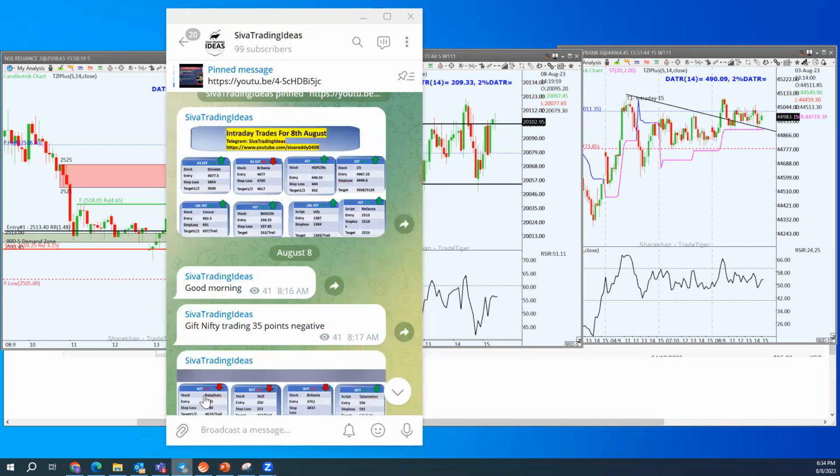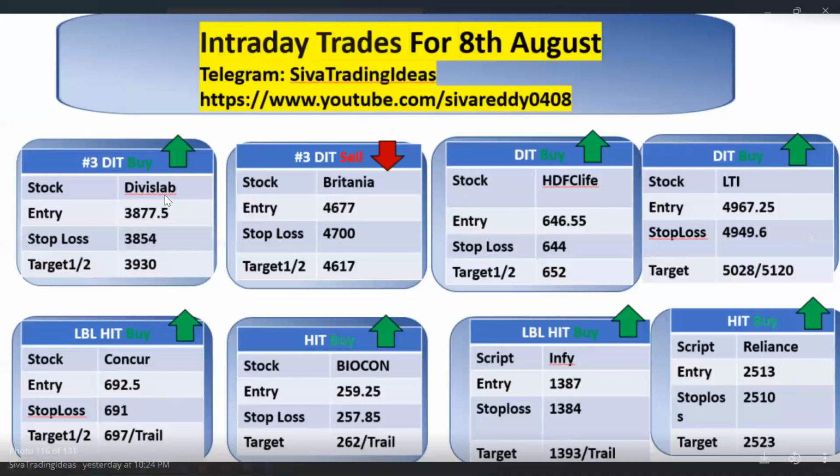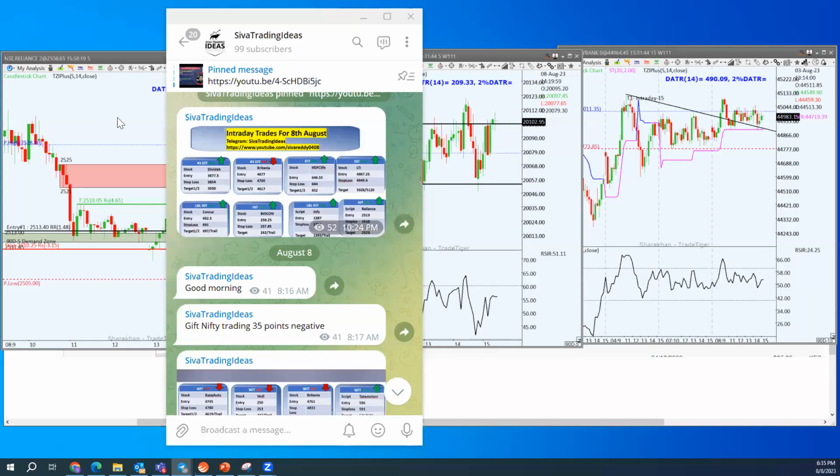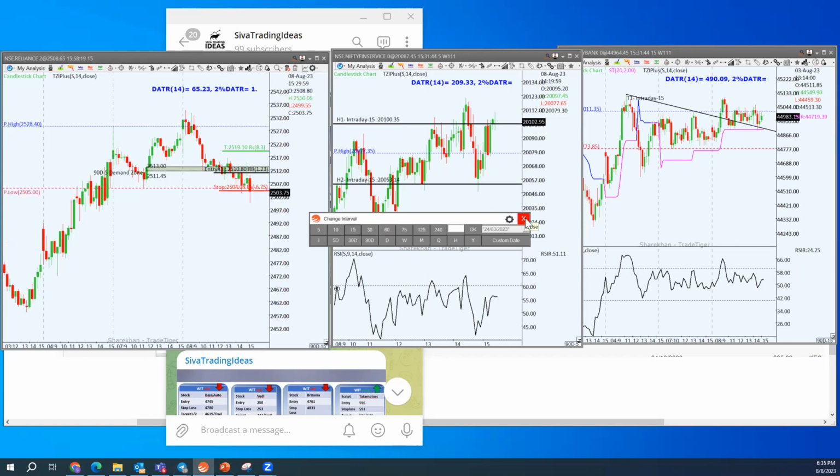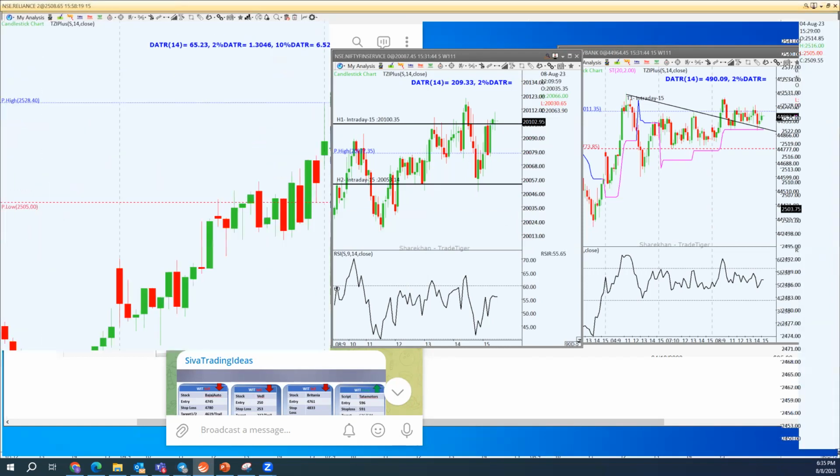These are the stocks which we planned for today for intraday. Out of all these stocks, we got entry in DV Slab, Britannia, HDFC Life, Reliance, and Infi. Let us see how we worked on all these stocks. Let me open the chart one by one, and then I'll show you how we traded in these charts. First, let me go with the DV Slab. It is on 15 minutes.